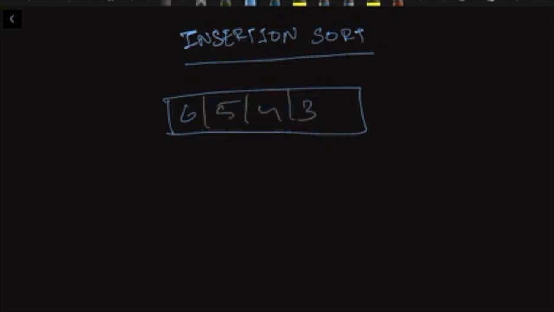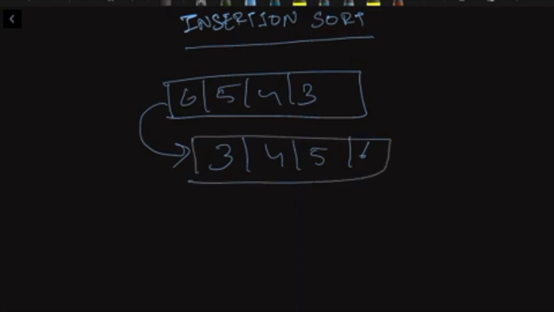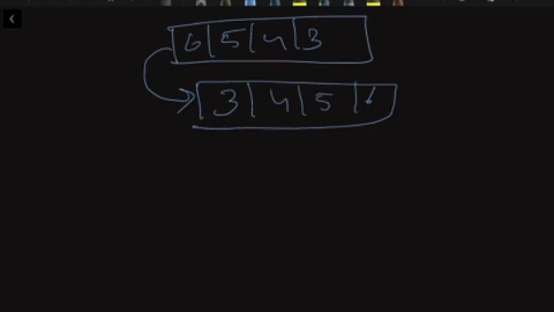You all very well know what sorting is. So you are given an array, let's say 6, 5, 4 and 3. You need to sort this array so it would look like 3, 4, 5, 6. You can use different varieties of algorithms, different logical approaches, but right now we need to solve it using insertion sort. So let's see the insertion sort algorithm.